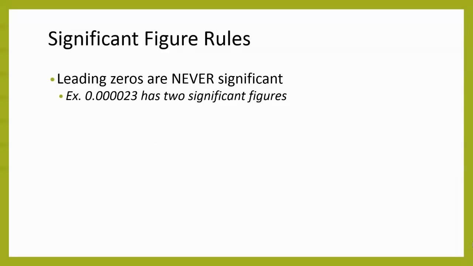Okay, for the next one, leading zeros. These are zeros that come in the front of non-zero numbers. So I have 0.000023. They never count. So only the non-zero digits count in this case. So we have 2 sig figs for this number.